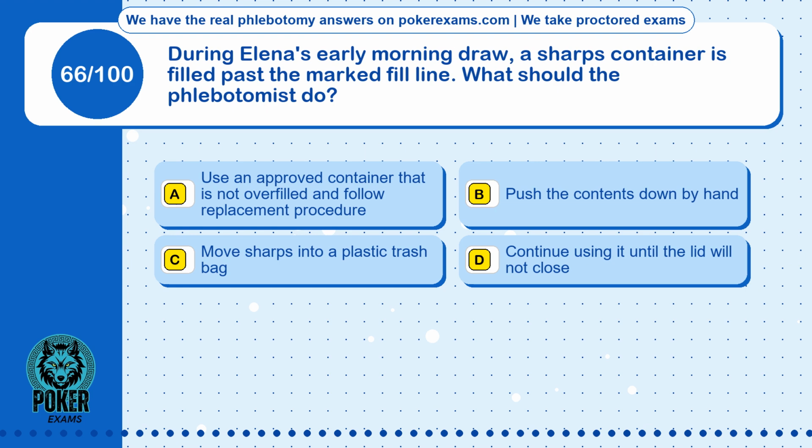Question 66. During Elena's early morning draw, a sharps container is filled past the marked fill line. What should the phlebotomist do? Option A. Use an approved container that is not overfilled and follow replacement procedure. Option B. Push the contents down by hand. Option C. Move sharps into a plastic trash bag. Option D. Continue using it until the lid will not close.